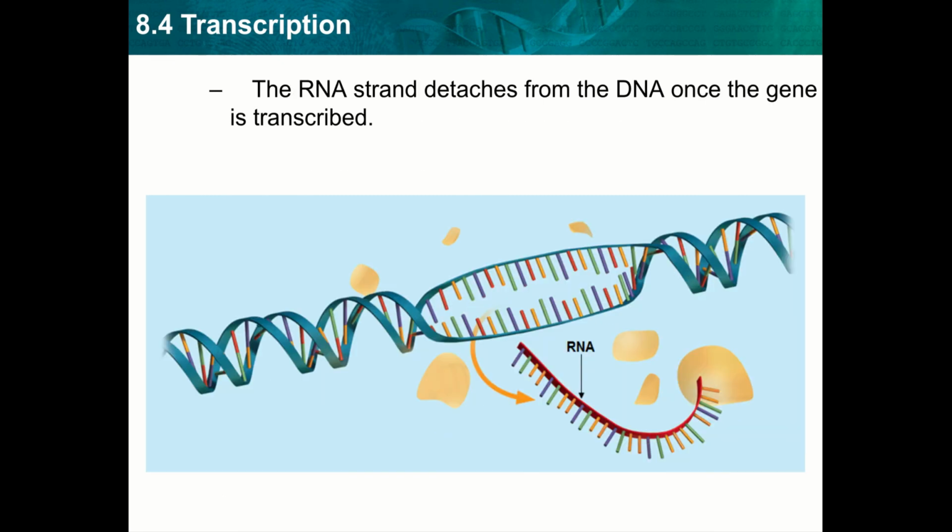And then finally, once the RNA strand has reached a certain point, it's going to detach from the DNA and it now has been transcribed. So you've got a single strand of RNA made up of A's, U's, C's, and G's. And what's going to happen is that messenger RNA is going to take that message and it's going to take it out of the nucleus to look for a ribosome where the process of translation is going to occur.